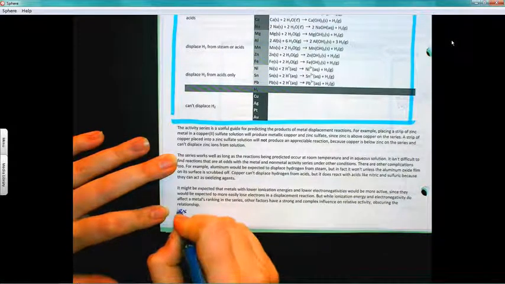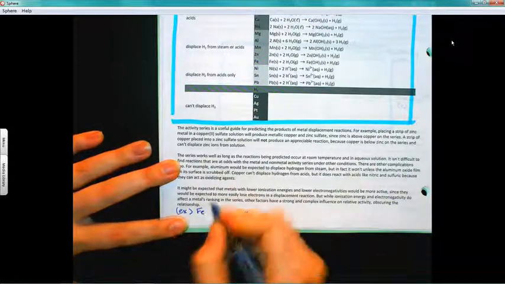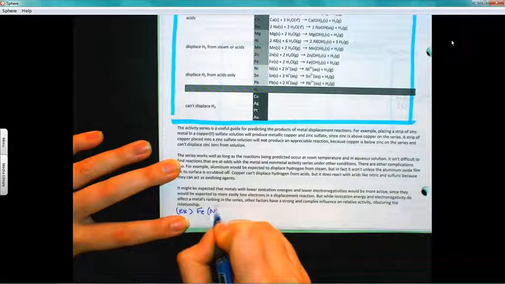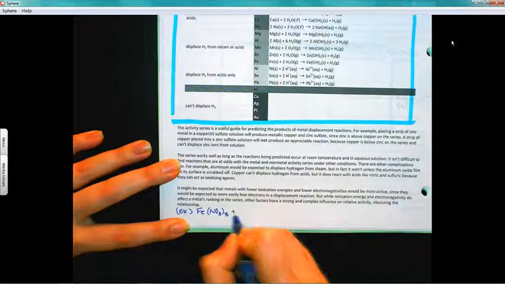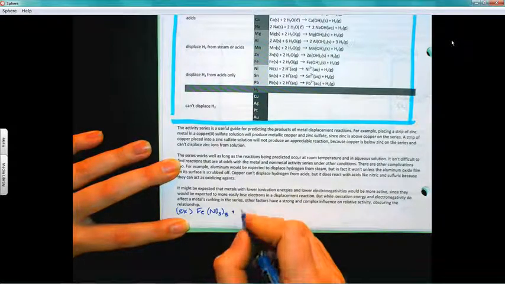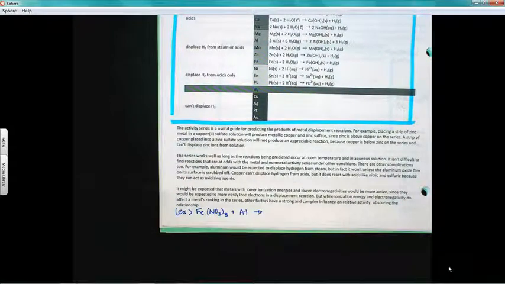So for example, if I react Fe, let's say NO3, so iron nitrate, with aluminum. In your group, if you could please tell me whether or not something's going to happen. So use the activity series to determine whether there's no reaction or there's actually going to be a reaction.